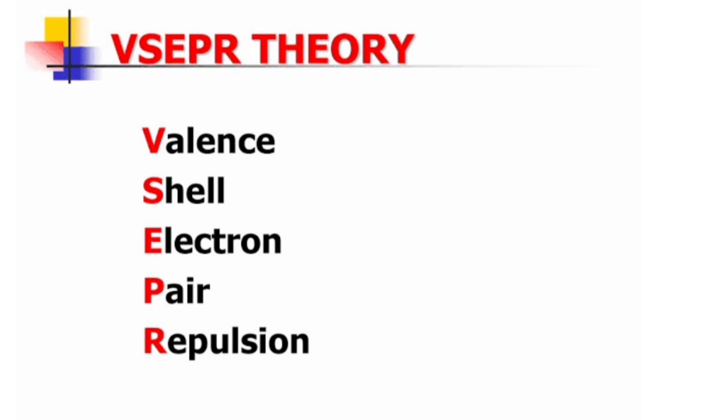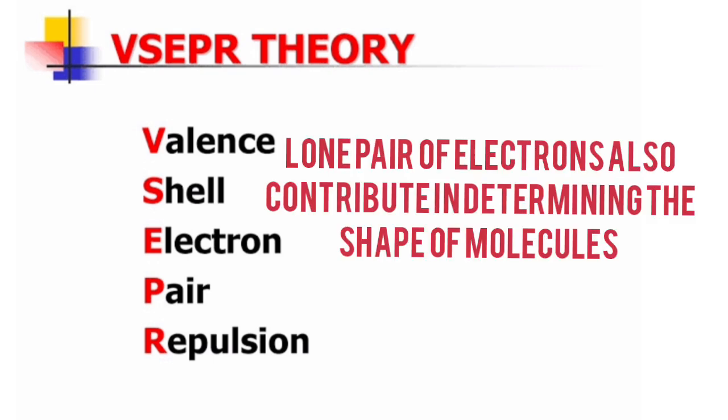Electron pairs arrange themselves in such a way that the repulsion between them is minimum. The bond angle depends on the minimum repulsion. So lone pairs of electrons also contribute in determining the shape of the molecules. The lone pairs decide the bond pairs and the bond angle.